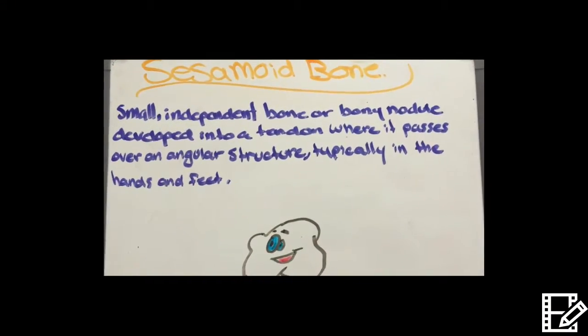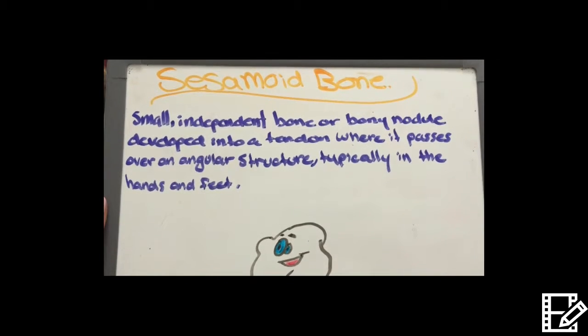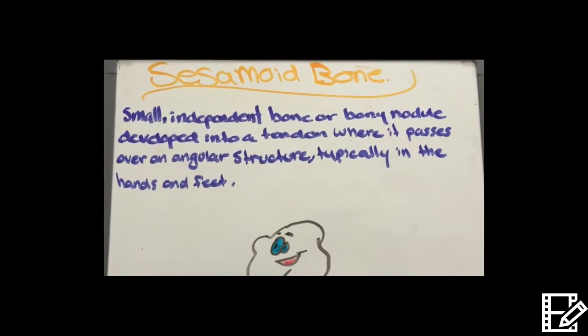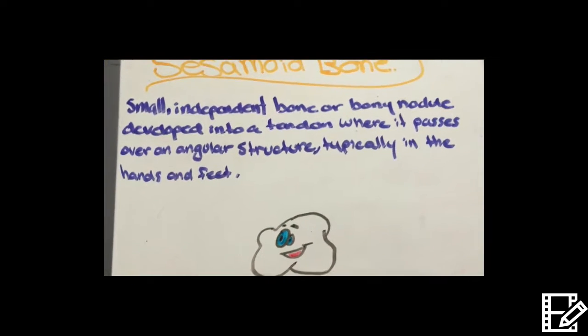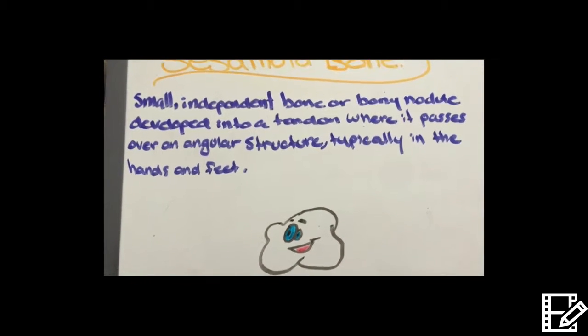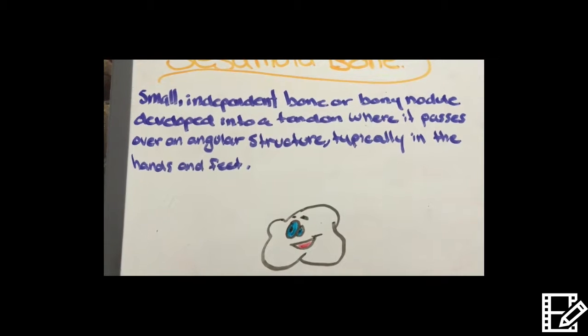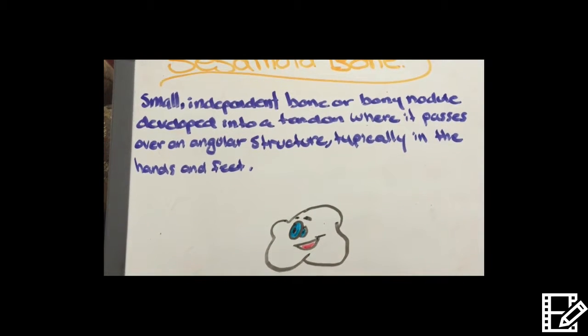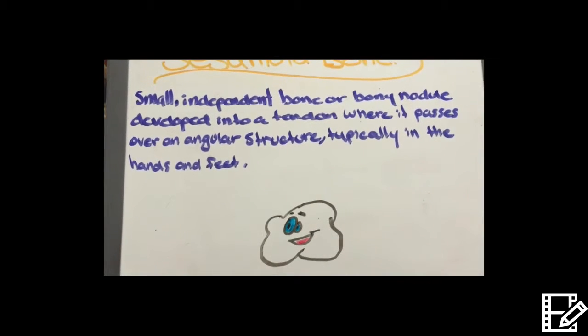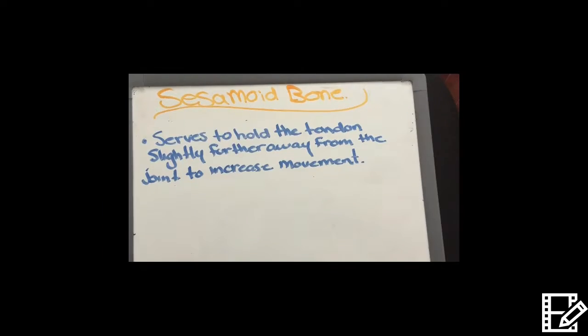Okay, so the next bone we're going to go into is the sesamoid bone. I'm not sure if you guys can read this, but I tried to write it out as neat as possible so you can copy this into your notes. So a sesamoid bone is a small independent bone or bony nodule developed into a tendon where it passes over an angular structure, typically in the hands and feet.